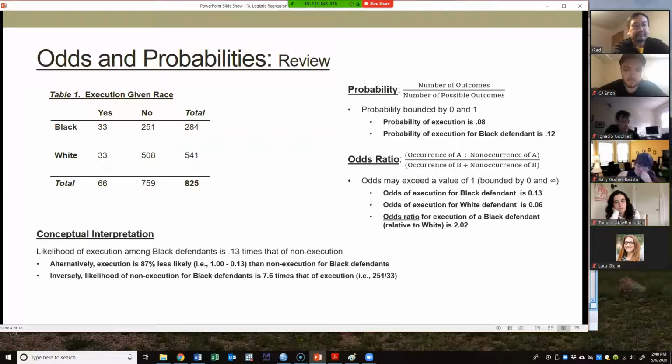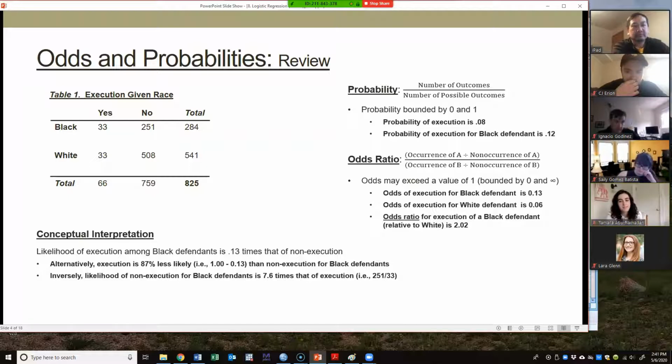So once I get the system, it's okay and easy to go through and interpret and calculate these. But the interpretation starts to get tricky. If the odds of execution for a black defendant is 0.13, I can interpret this by saying the likelihood of execution among black defendants is 0.13 times that of non-execution. So does that mean that execution is likely among black defendants?